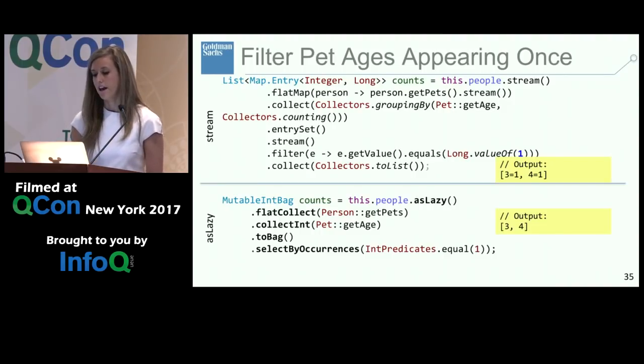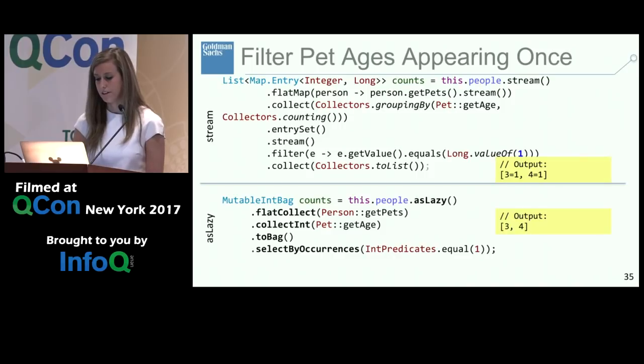And then what I find interesting here is we have to call stream again, because once we flat map on the pets, we're out of the stream. We have to create a new one. And then we are collecting them with our favorite collectors. We are grouping each pet by their age, and we're counting how many there are of that age. Entry set stream. Then we're saying filter each get value equals 1. And then we are collecting them into a list.